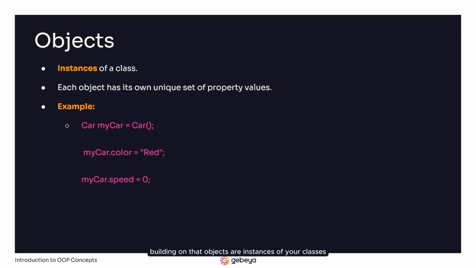Building on that, objects are instances of your classes. And each object will have its own unique set of property values. For example, Car myCar = Car(); myCar.color = 'red'; myCar.speed = 0. Here, myCar is an object created from the Car class with its own color and speed values.